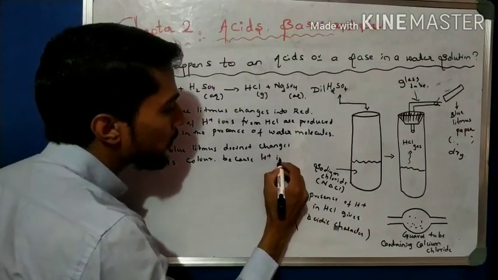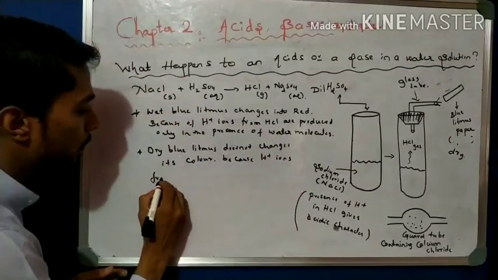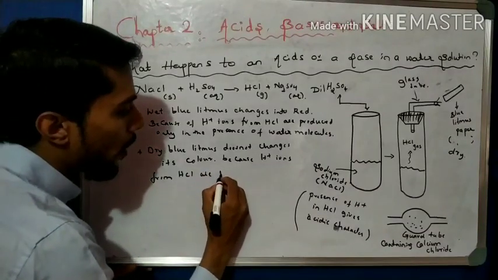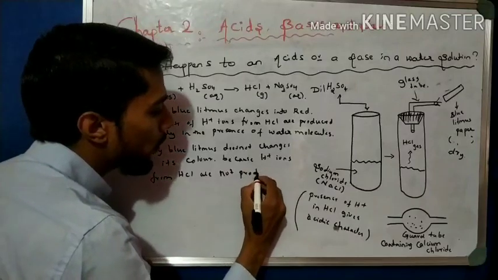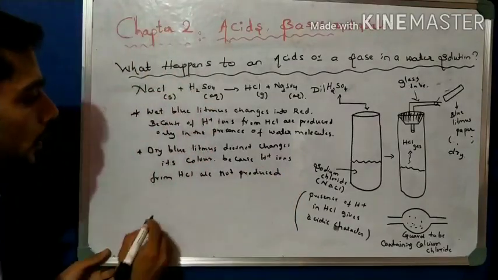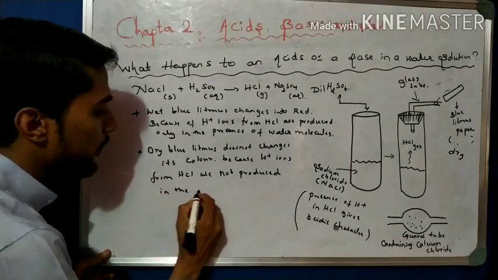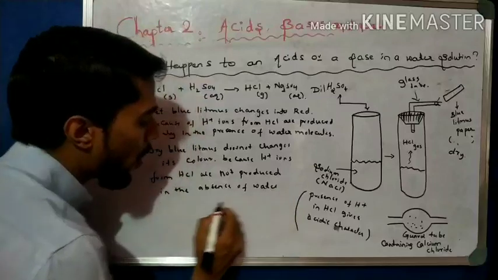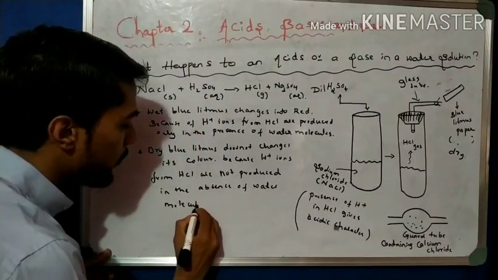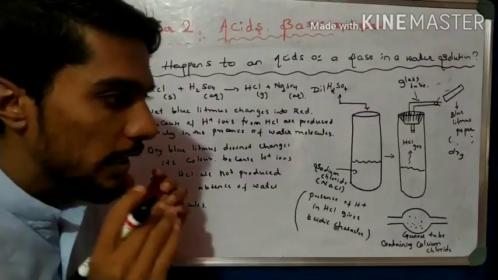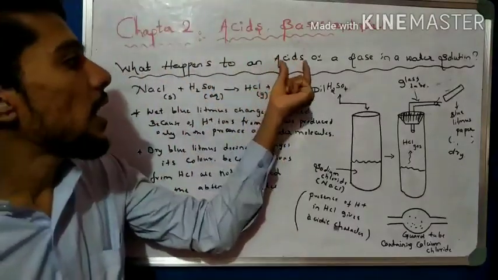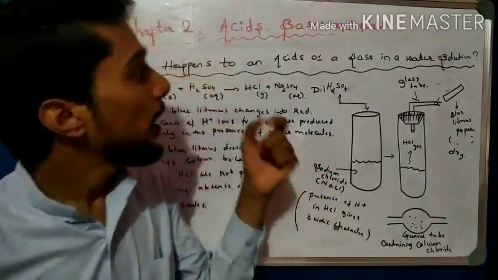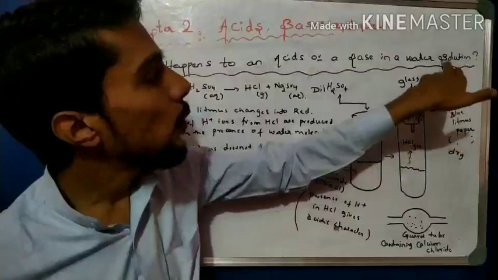because H plus ions from HCl are not produced in the absence of water molecules. So the very important point we learned is that acids show their acidic character, their acidity, only in the presence of water solution.